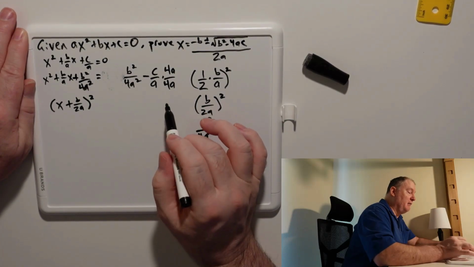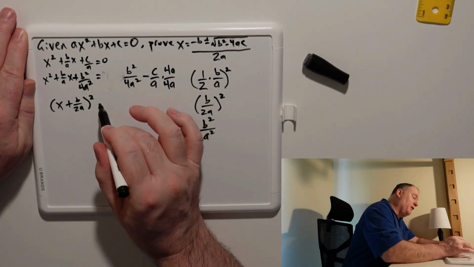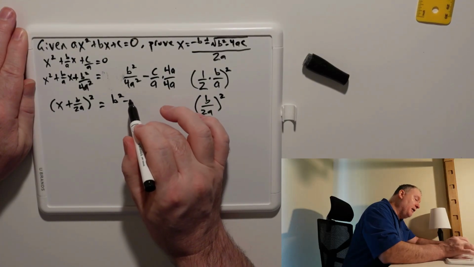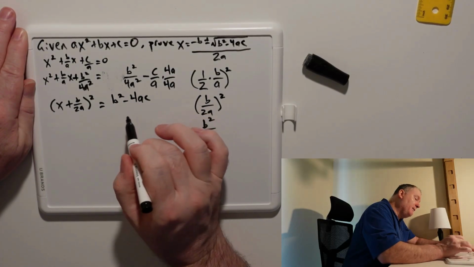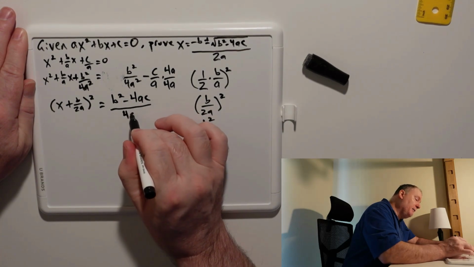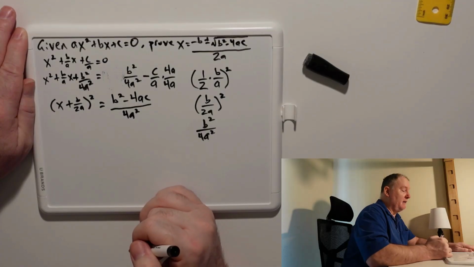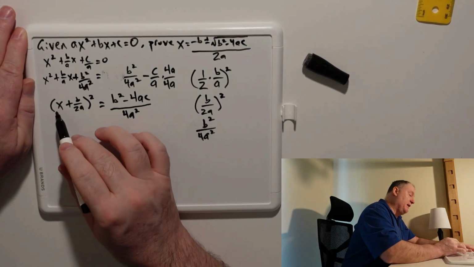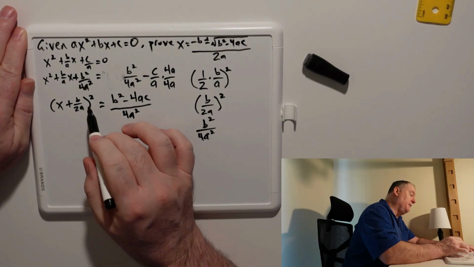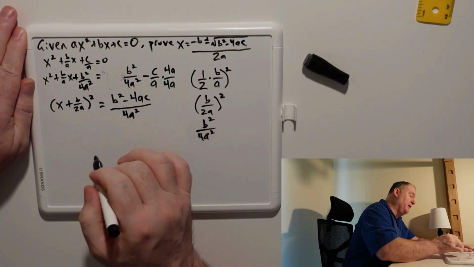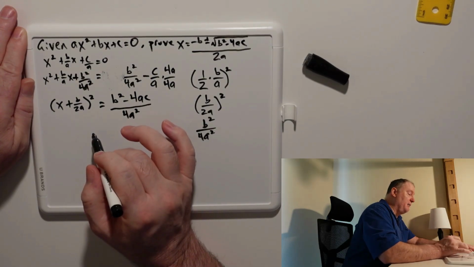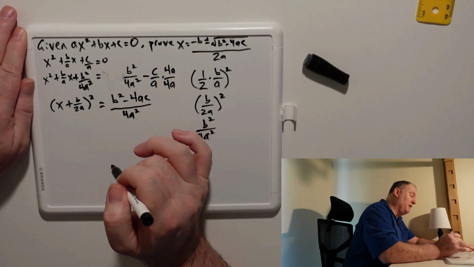So now we have common denominators, 4a squared. So this is going to be equal to b squared minus 4ac all over 4a squared, the common denominator. So next we can take the square root of both sides. The square root of a square is technically absolute value, but the absolute value means plus or minus. So I'm going to put the plus or minus on this side.